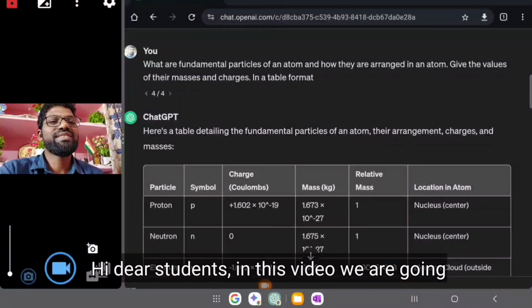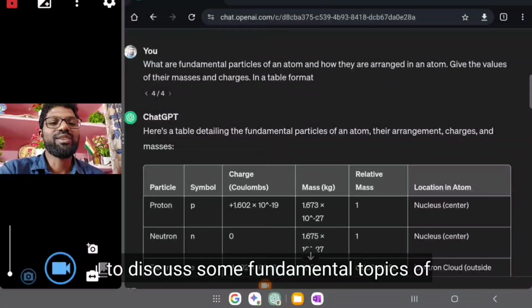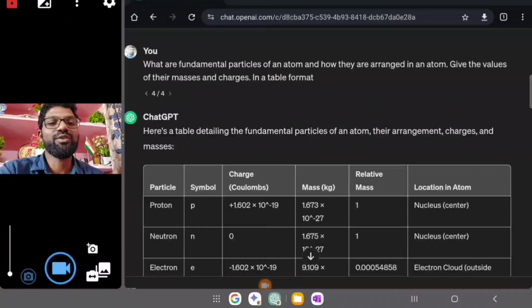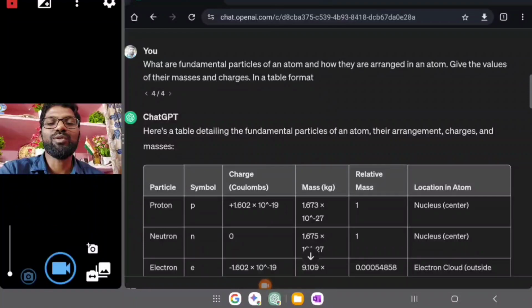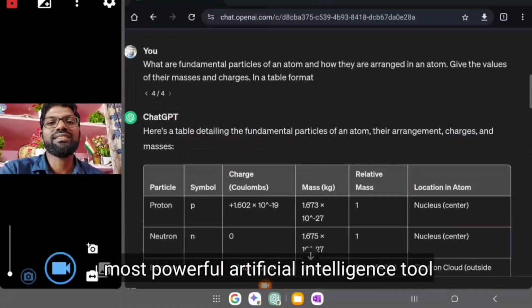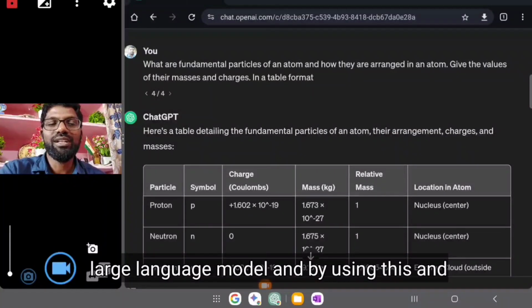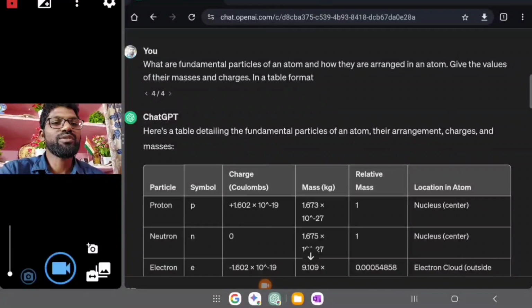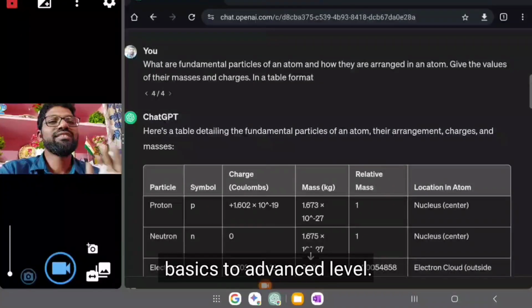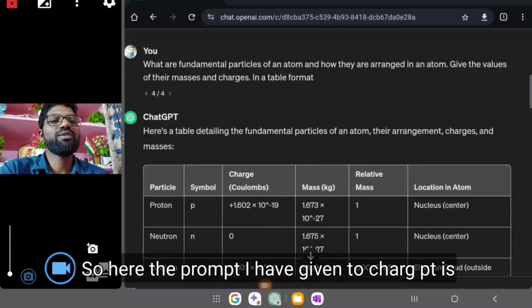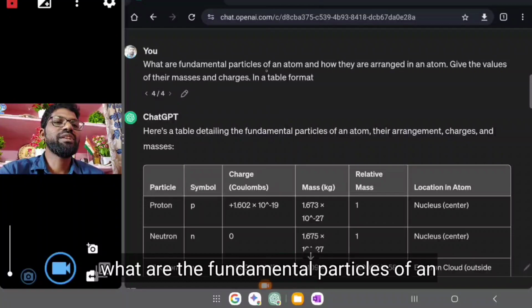Hi dear students, in this video I am going to discuss some fundamental topics of chemistry. As I have told you already in the previous video, we are using ChatGPT, the most powerful artificial intelligence tool, a large language model, and by using this we are going to learn chemistry from basics to advanced level.